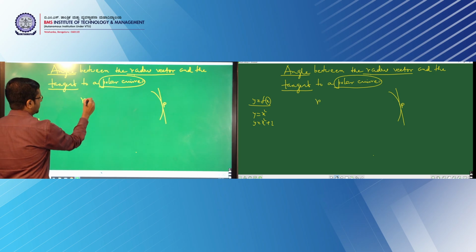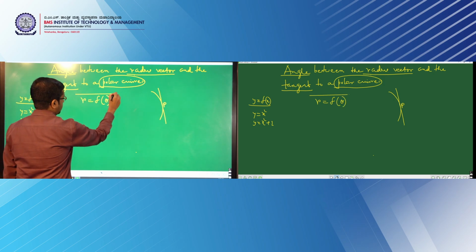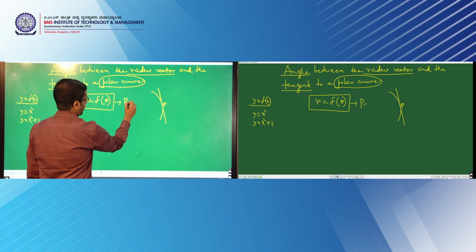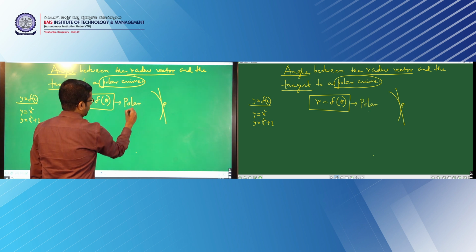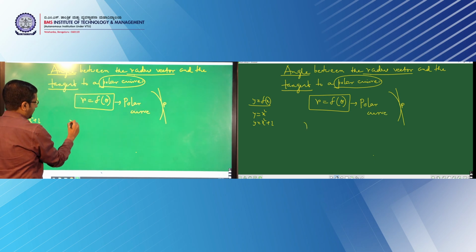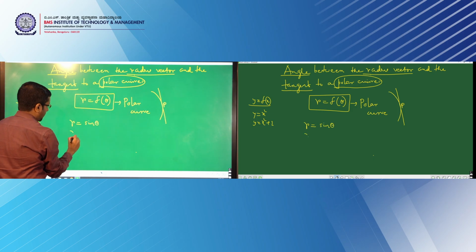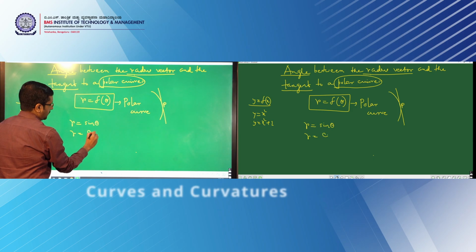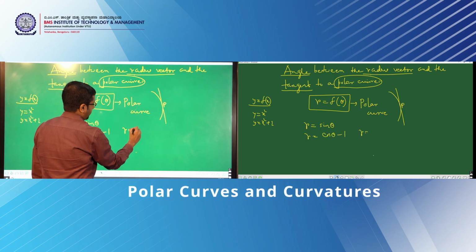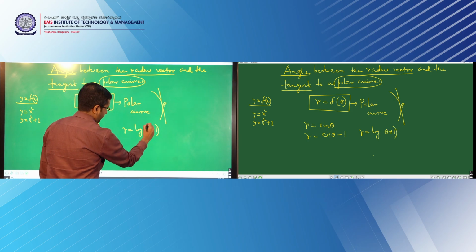Polar curve is represented by the function r equal to f(theta). Always remember this thing, r equal to f(theta). This is a polar curve. Better here I am writing, this is polar curve. Okay. Now for example, suppose r equal to sin theta, or r equal to cos theta minus 1, or r equal to log of theta, or log of theta plus 1.